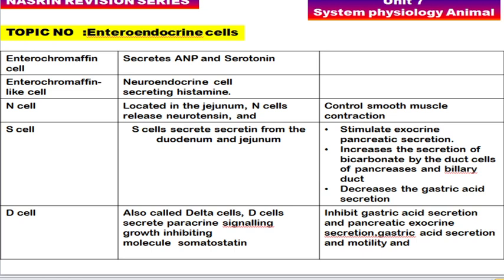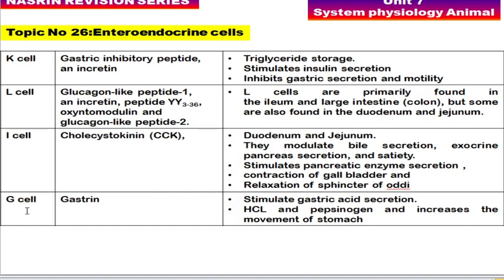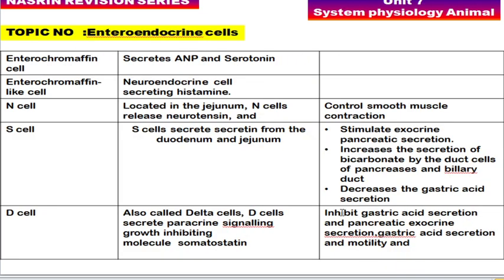Next, the functions of S cells include stimulating exocrine pancreas secretion and increasing the secretion of bicarbonate by the ductal cells of the pancreas and biliary duct. S cells will also decrease gastric secretion. So the G cell increases gastric acid secretion, whereas the S cell decreases gastric acid secretion.